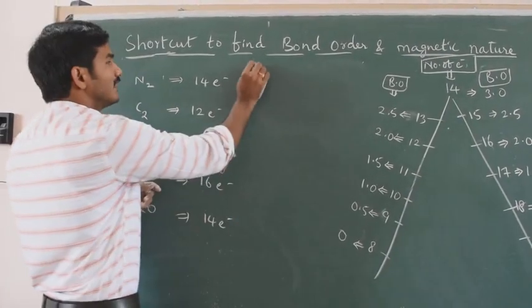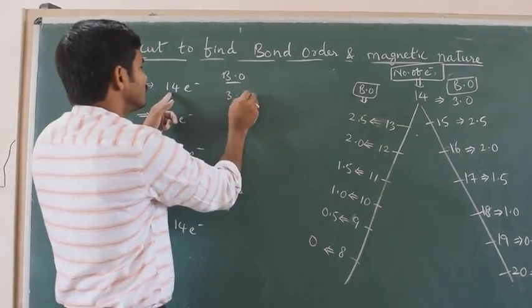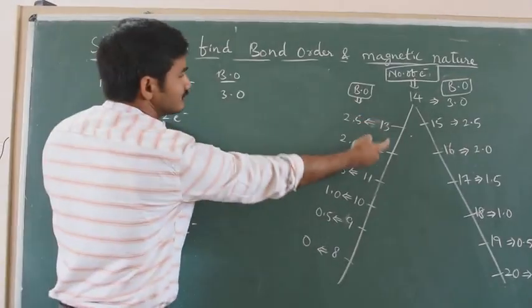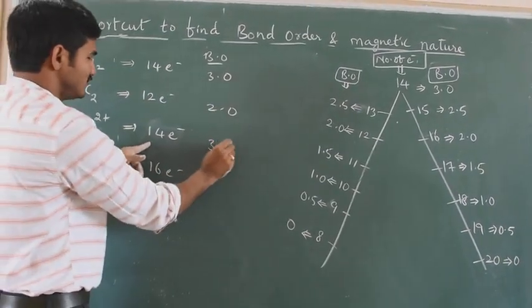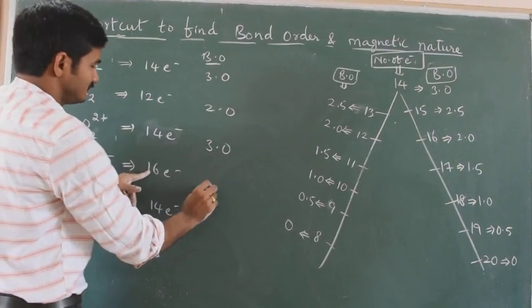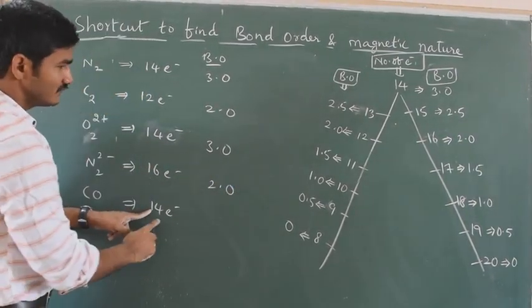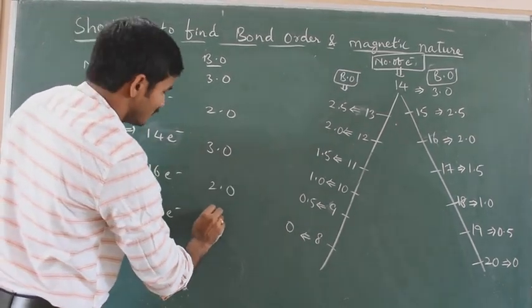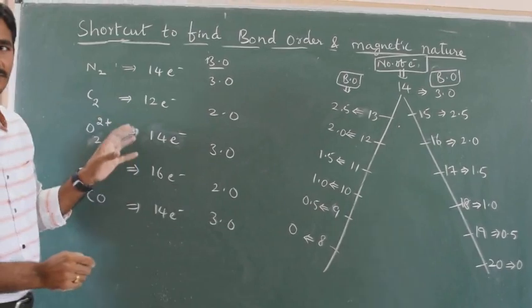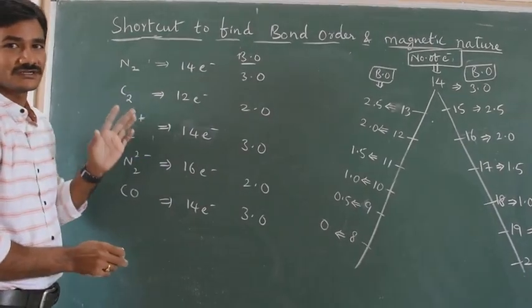Now see, how do we find the bond order? 14 means what is the bond order? 3.0. 12 means what is the bond order? 2.0. 14, same, 3.0. 16, again, that is 2.0. And for 14 electrons, what is the bond order? You can see, that is 3.0. So this way we can find out the bond order of a species based on the shortcut.